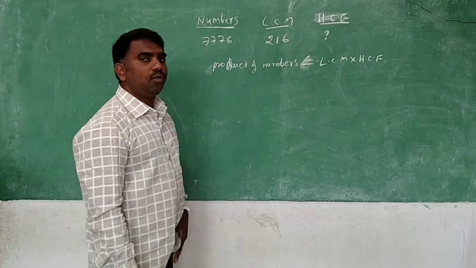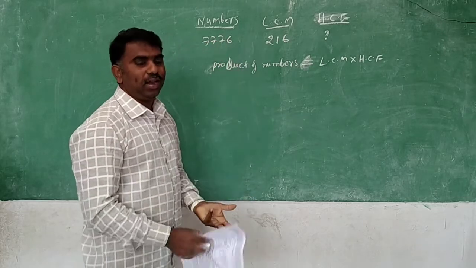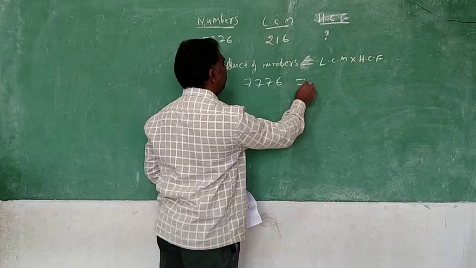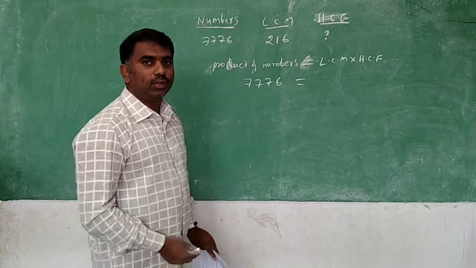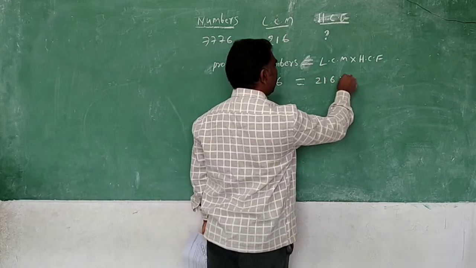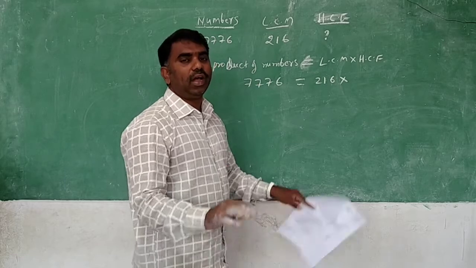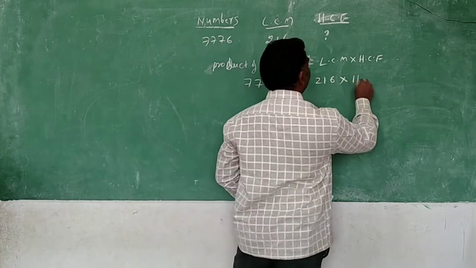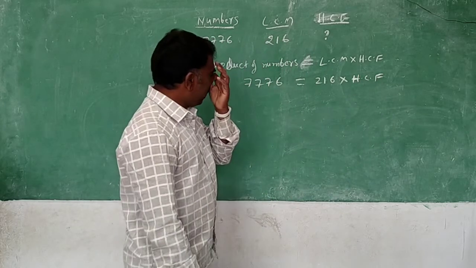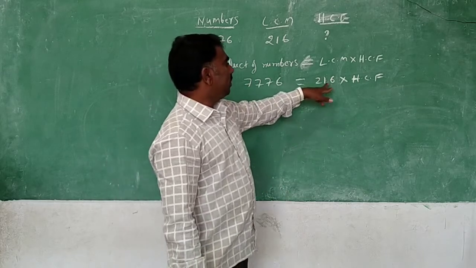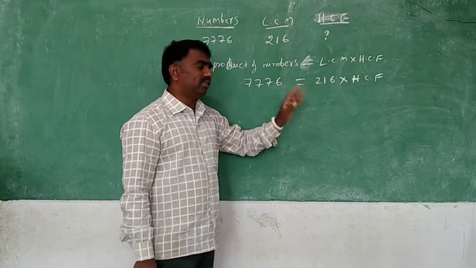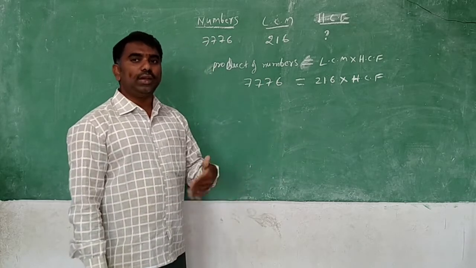Now you see the product of numbers. You can find this in the textbook, it is already given. The question is there. Product of numbers is how much? 7776 is equal to LCM. Where is the LCM here? You know that, 216 into HCF. I don't know the HCF. That is only what we need to find. Now, the same method I said just before: 216 into how much will become 7776? You try to guess it.